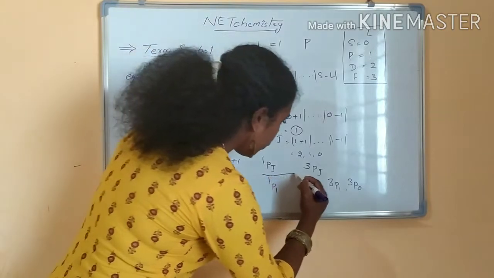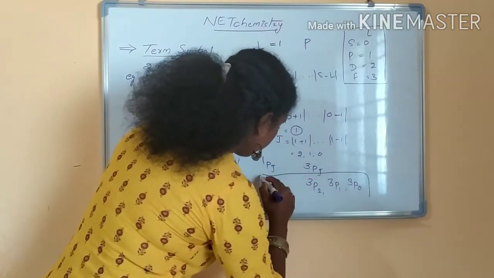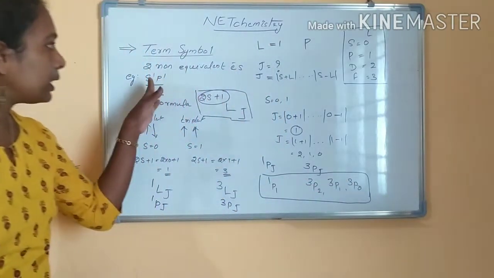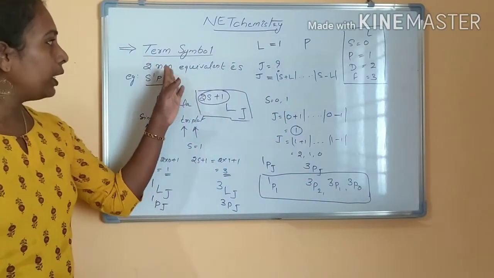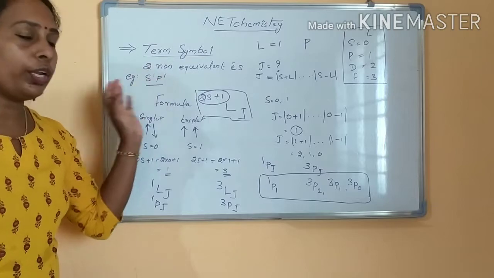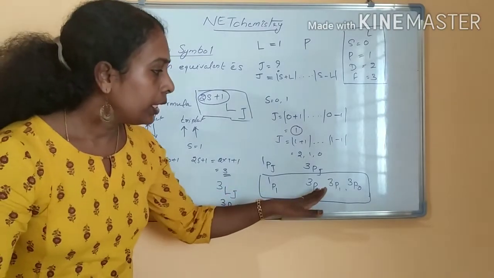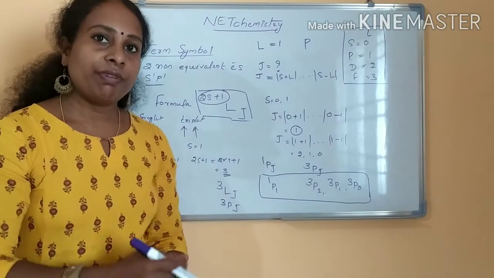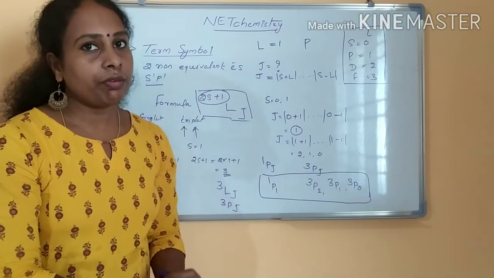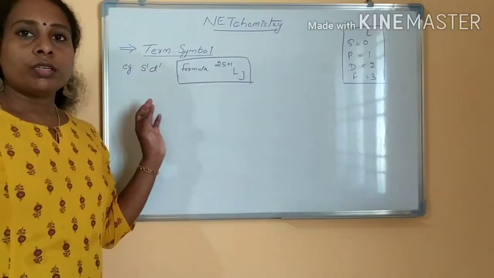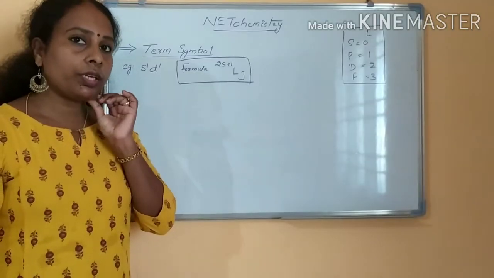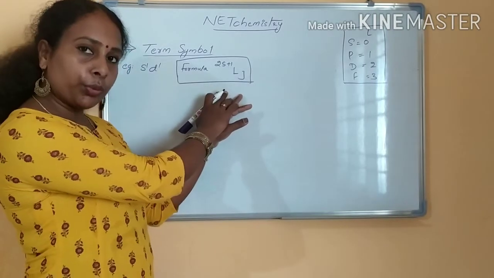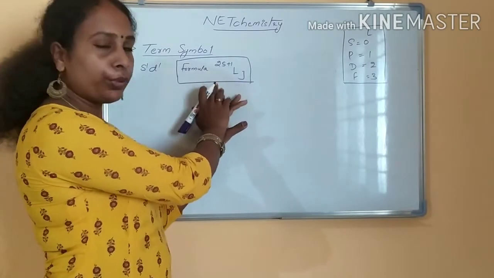Now these 4 term symbols represent S1 P1. This is the term symbol of two non-equivalent electrons: 1P1, 3P2, 3P1 and 3P0. Is it clear? We will see another example, then it will be clear for you. So for the next non-equivalent electrons I took S1 D1. The formula is the same, 2S plus 1 LJ, no need to explain again.